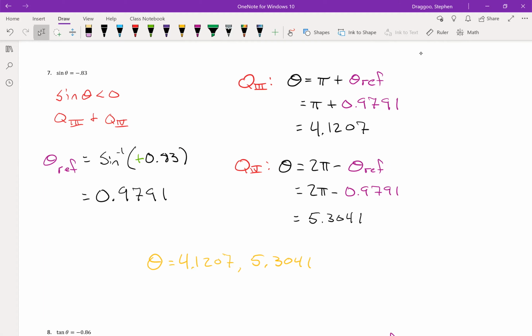And then I need to apply that reference angle to find solutions in the third quadrant and the fourth quadrant. In the third quadrant, I want pi plus the reference angle, which came out to 4.1207. And in the fourth quadrant, I want 2 pi minus the reference angle, which comes out to 5.3041, giving me those two solutions.